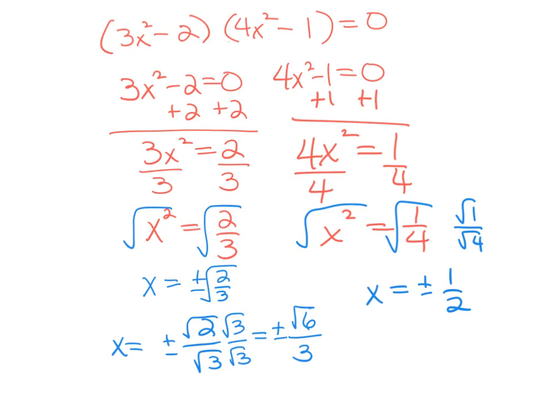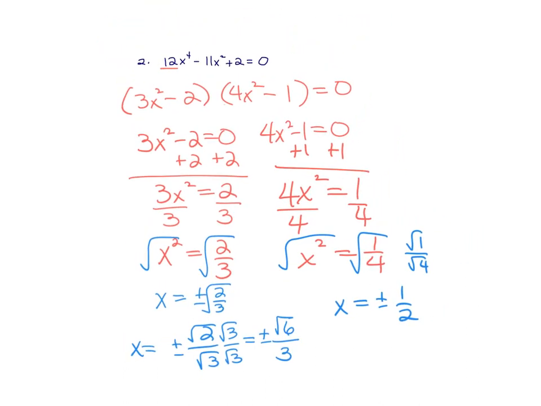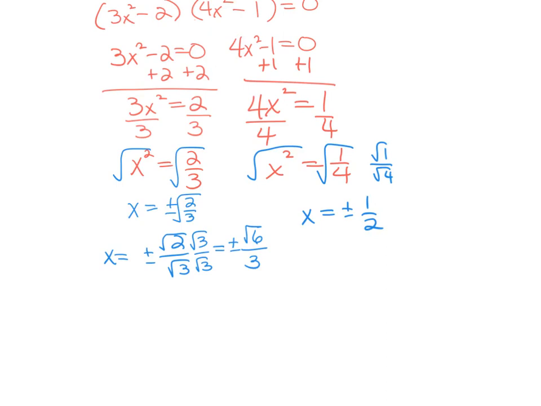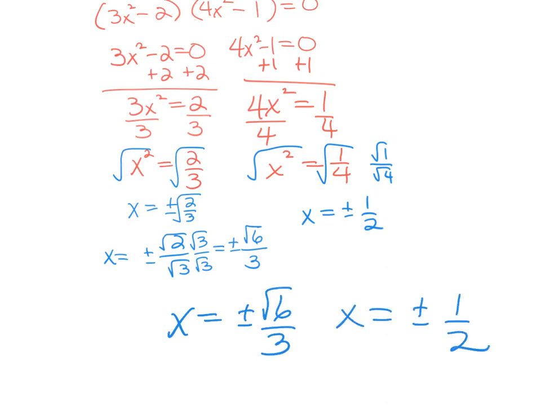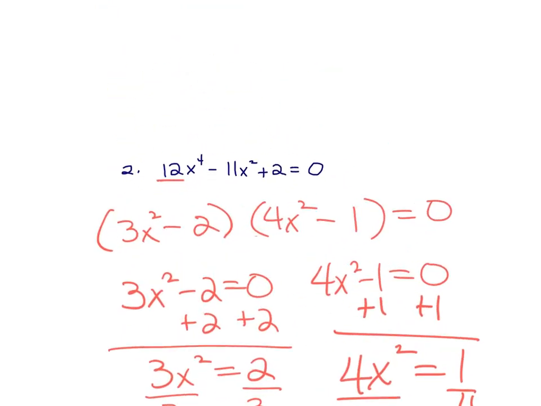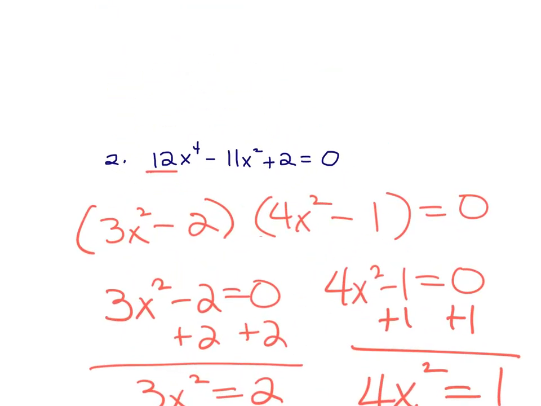Now, when your original equation is a polynomial, notice this is a trinomial, again, we don't need to check. So my two answers here are x equals plus and minus square root 6 over 3 and plus and minus 1/2. Wait, why don't we check this one? Because it's a polynomial. There's no radicals and no fractions. So when it's just a polynomial, like a trinomial, we don't need to check.